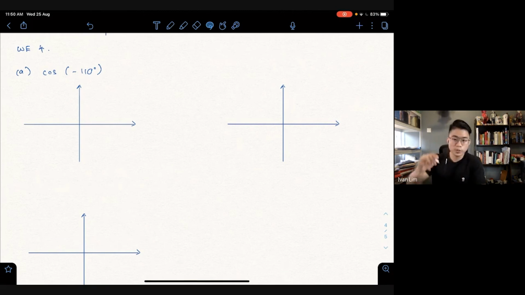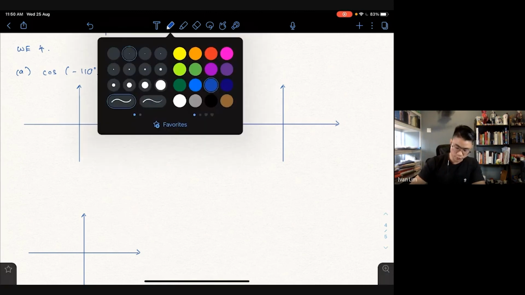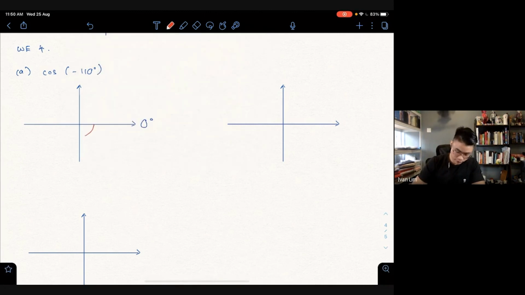Okay, so cos 110 degrees, as we know, goes in the clockwise direction, and here is your 0 degrees. Cos 110, which quadrant will it be at? You need to start training your mind to relate it to these 4 quadrants. Cos 110 is beyond 90 degrees, so it goes into your 3rd quadrant. My angle will be from here all the way to here. Here is negative 110 degrees, so it's 90 plus 20 degrees.